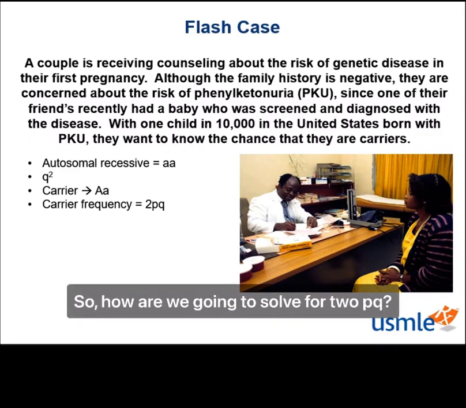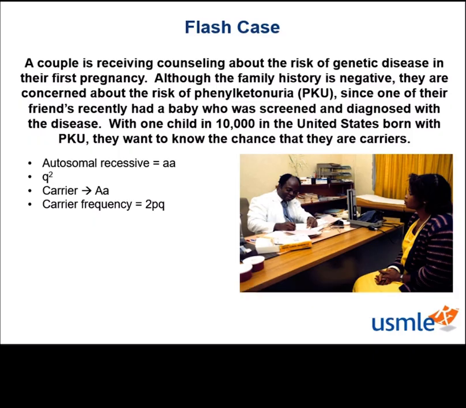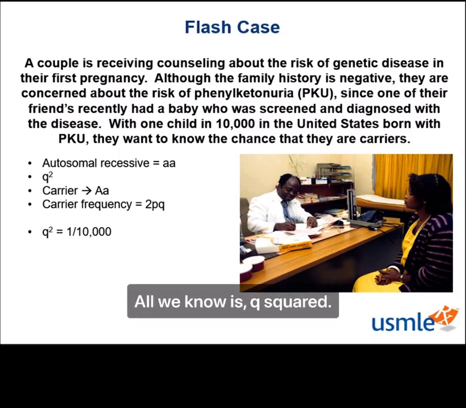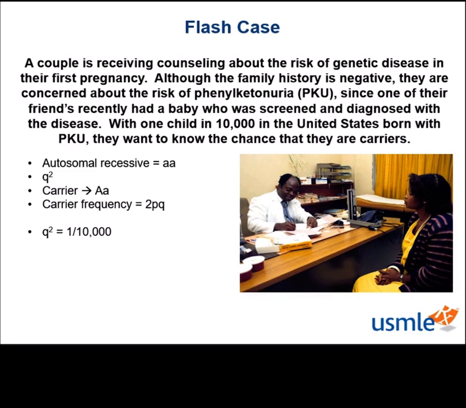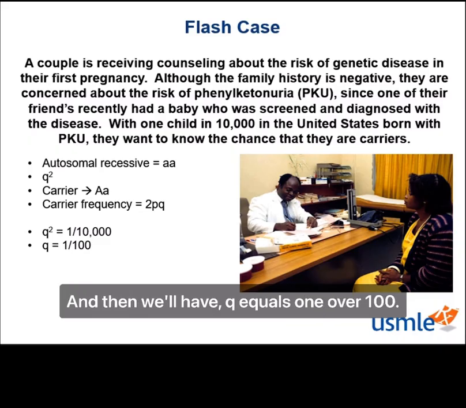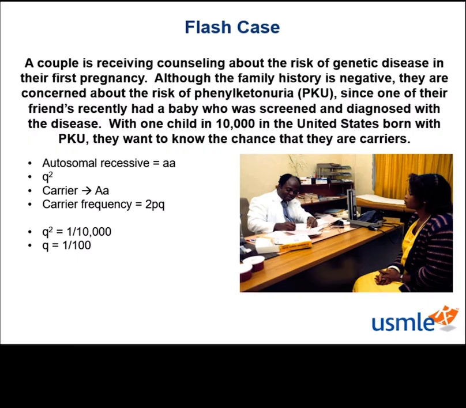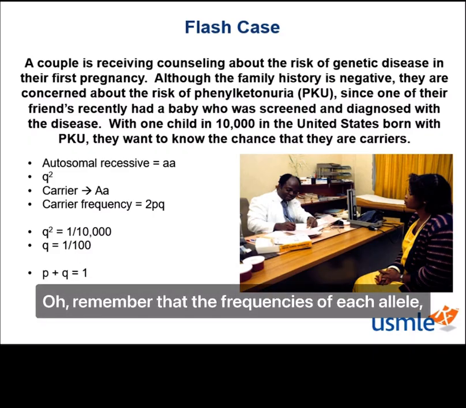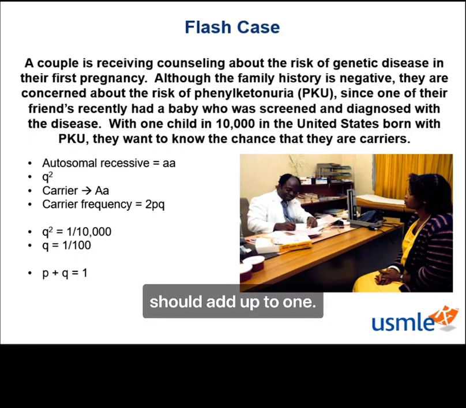So how are we going to solve for 2PQ? All we know is Q squared. Well, we can get Q from Q squared by taking the square root of both sides. And then we'll have Q equals 1 over 100. Cool, now we have Q. How do we get P? Oh, remember that the frequencies of each allele should add up to 1.